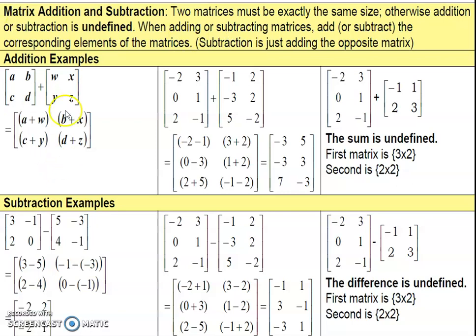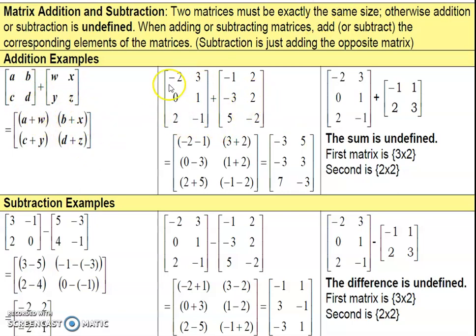So let us check from examples. A, B first row, C, D second row. W, X first row, Y, Z second row. So A, C column 1, B, D column number 2, W, Y column number 1 and X, Z column number 2. Both matrices have order 2 by 2, so we can easily add A plus W, B plus X, C plus Y and D plus Z.